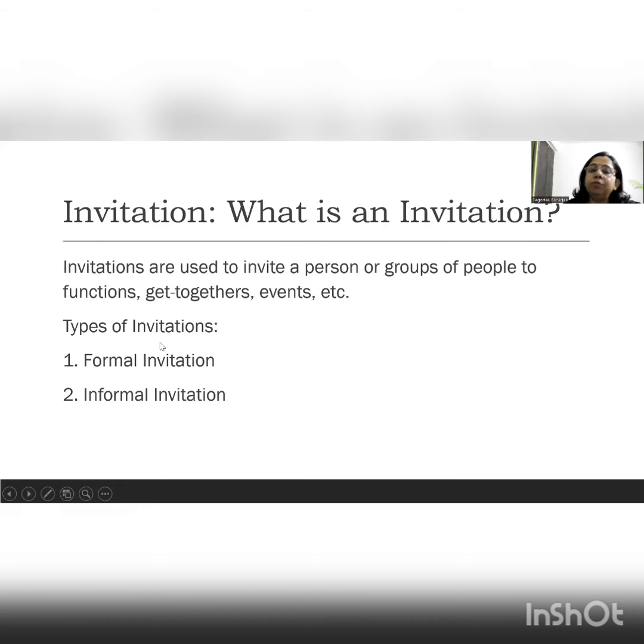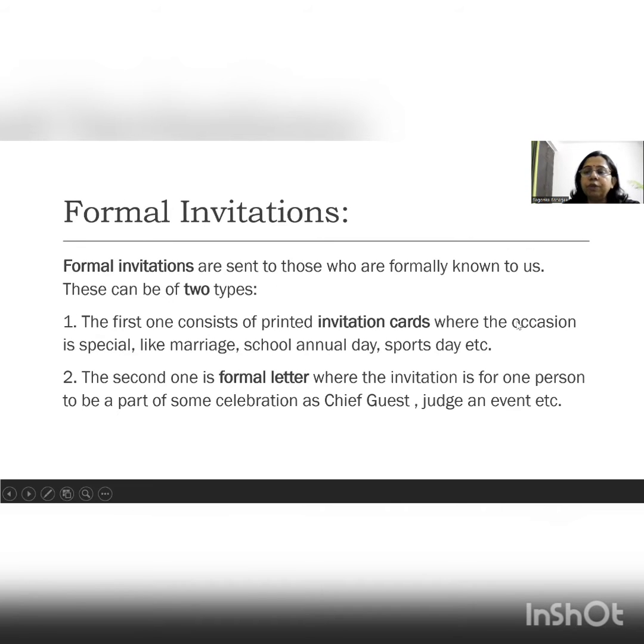So there are two different types of invitations. One is formal invitation and the other one is informal invitation. So if I talk about the formal invitation, as the name suggests, formal invitations are sent to those who are formally known to us. So these can be of two types.